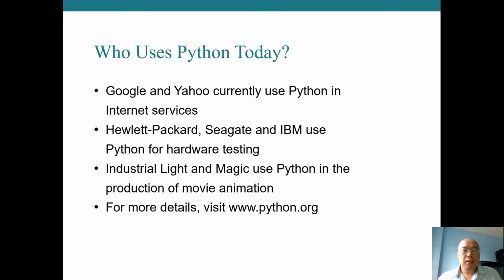Okay? So who uses Python today? Python is definitely used a lot, in many different industries, and Python is probably the number one programming language used by AI engineers. So if you are interested in doing AI, you definitely want to learn Python.